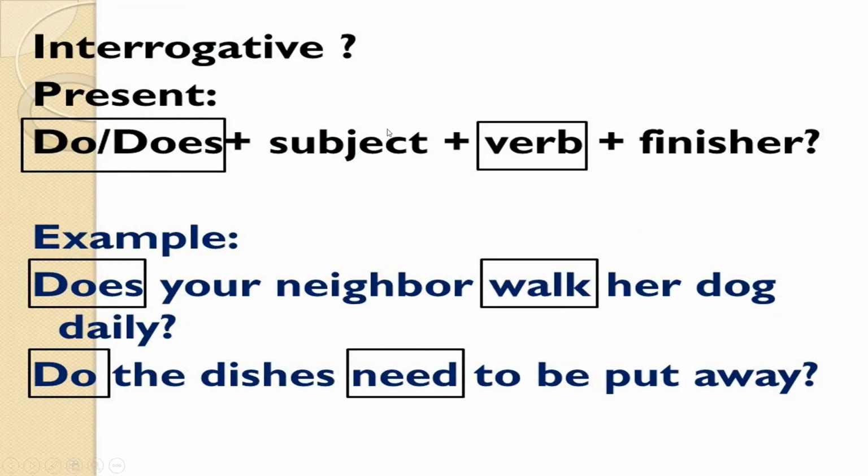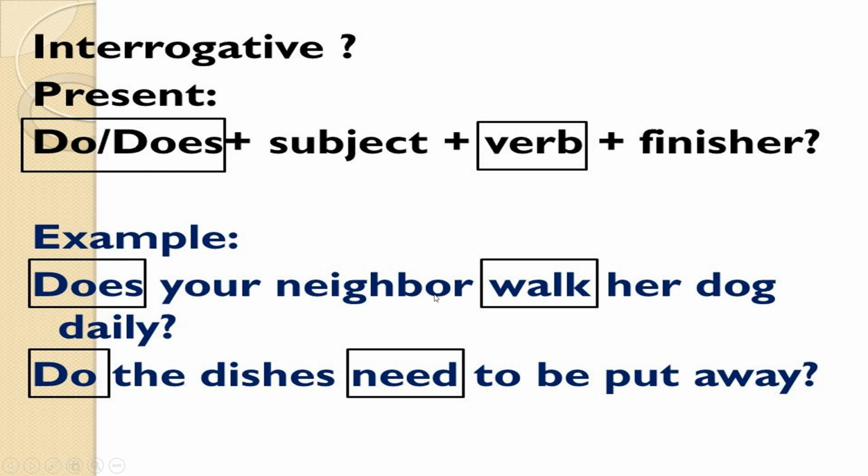Now let us change the sentence into interrogative. Okay, now see here. How will you write? What is the format? Do or does? Do is used with plural noun or pronoun, and does is used with singular noun and pronoun. Then we will write subject and then the verb and the finisher, the object of the subject of sentence.